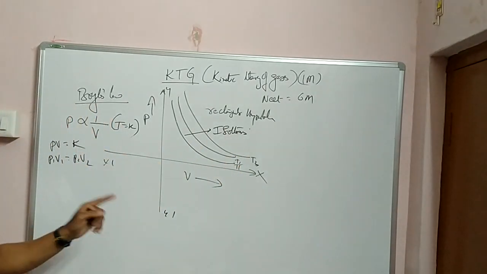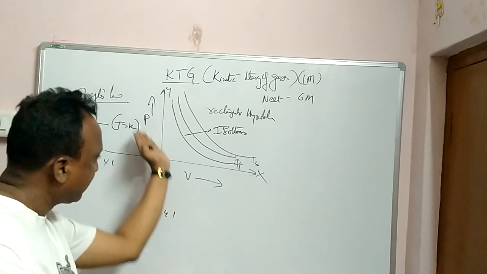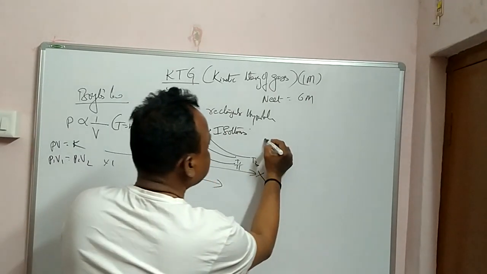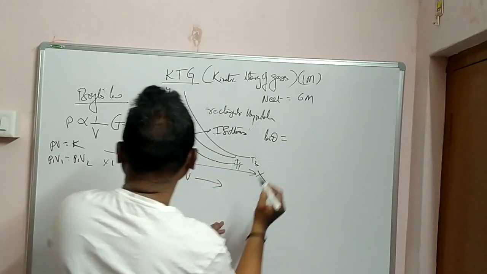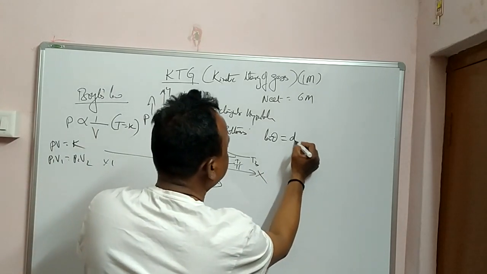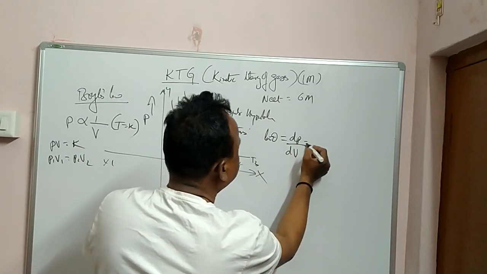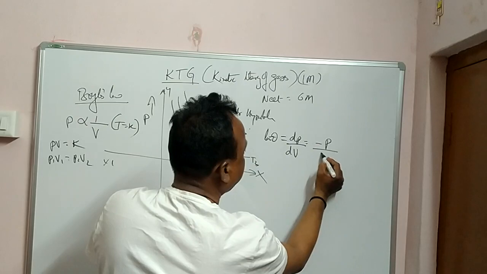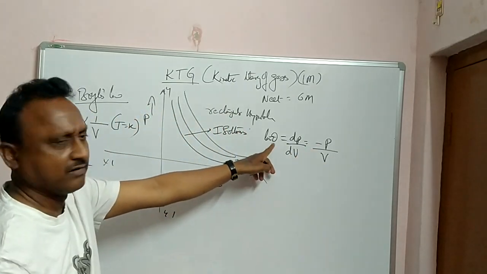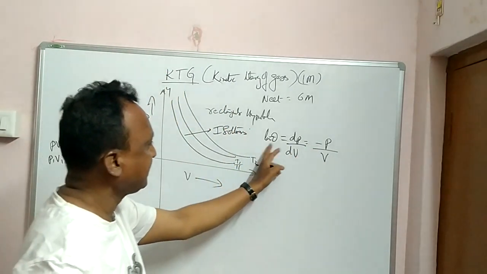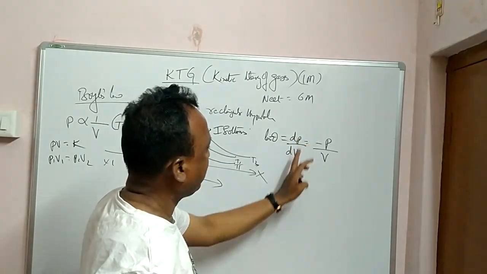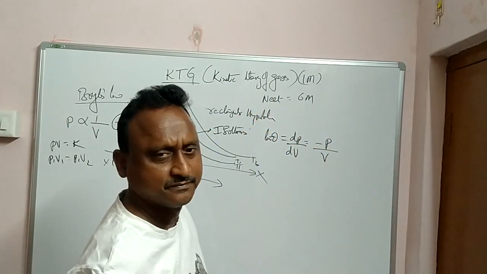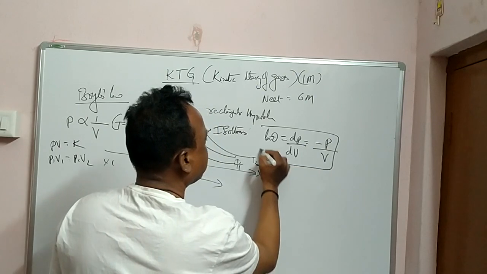So this is about Boyle's law. And you can make a note here, the slope is a decreasing slope. In this, the slope tan theta is nothing but dP by dV, that is nothing but minus P by V. Negative slope you can see. The slope is decreasing here. The tan theta is equal to dP by dV or minus P by V. This is the slope in Boyle's law.